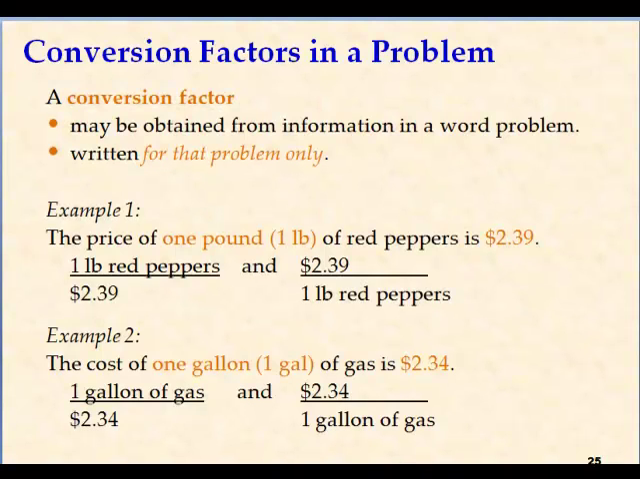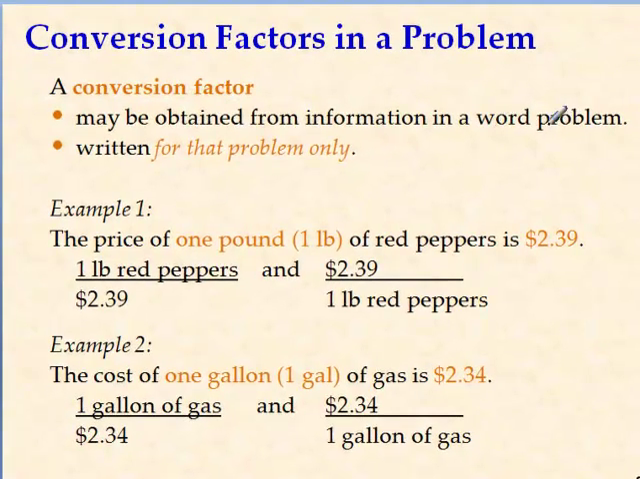So let's look at an example over here. A conversion factor may be obtained from a word problem as well. Let's see what that problem is. For example, the statement says the price of 1 pound of red pepper is $2.39. Now, there is not an equality given here, but a statement that can be expressed as a conversion factor, because what we're saying is 1 pound of red pepper, $2.39, or $2.39 over 1 pound.